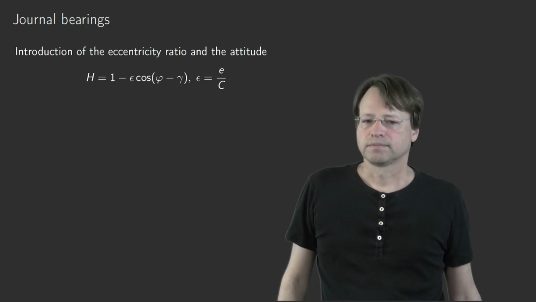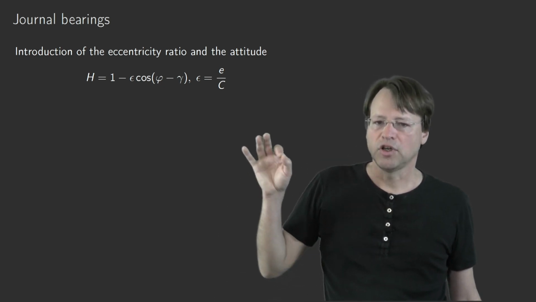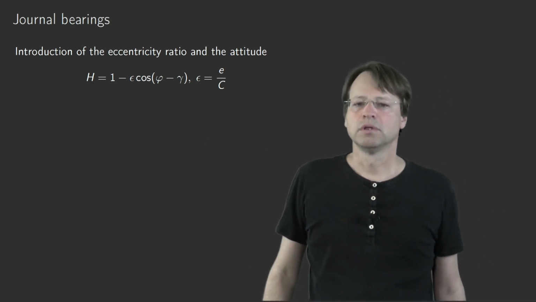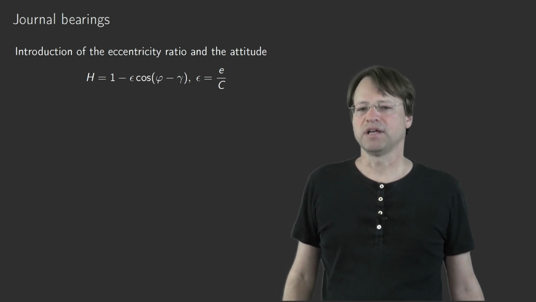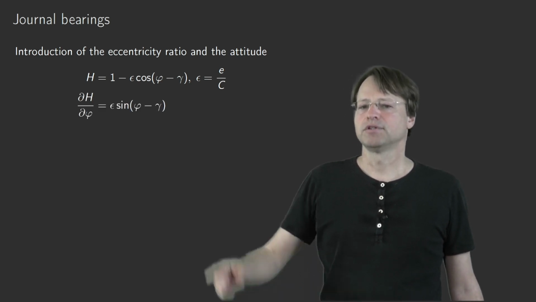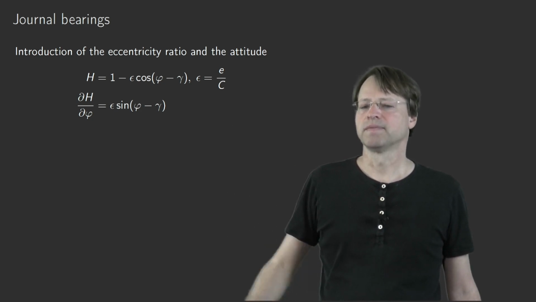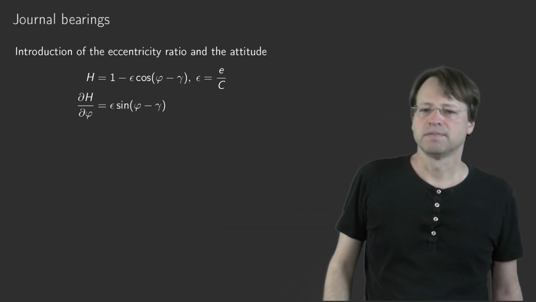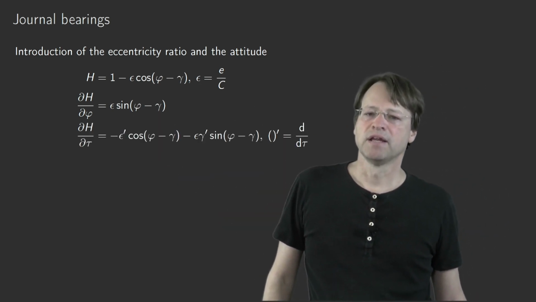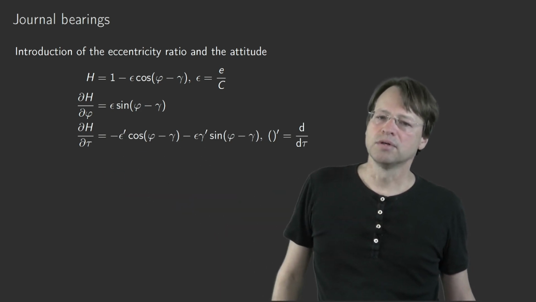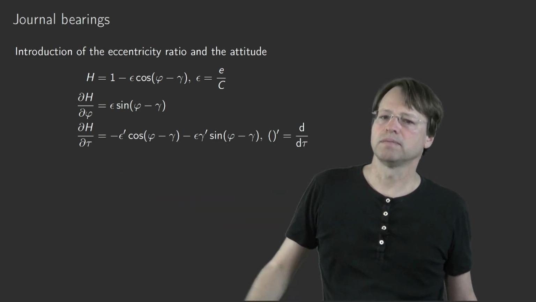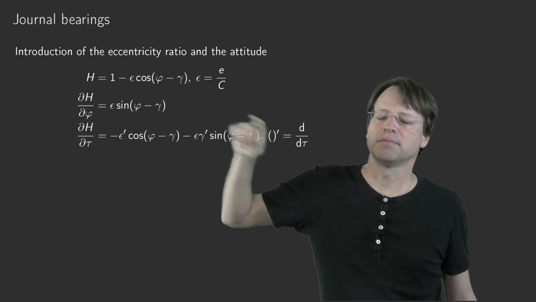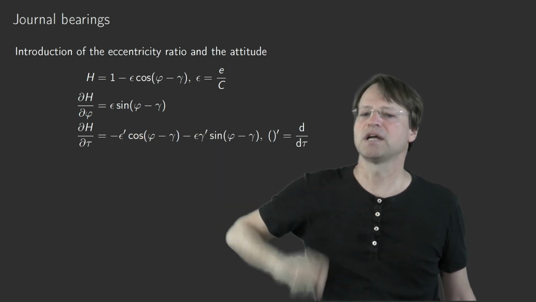In order to introduce this result into the dimensionless pressure, we have to take derivatives with respect to phi and with respect to dimensionless time. With respect to phi, things are simple. We just have to take the derivative of the cosine, which is a minus sign, so epsilon sine phi minus gamma. We have to take the derivative with respect to tau. The derivative with respect to tau, now dimensionless time, on which epsilon and gamma depend, is now marked by a prime.